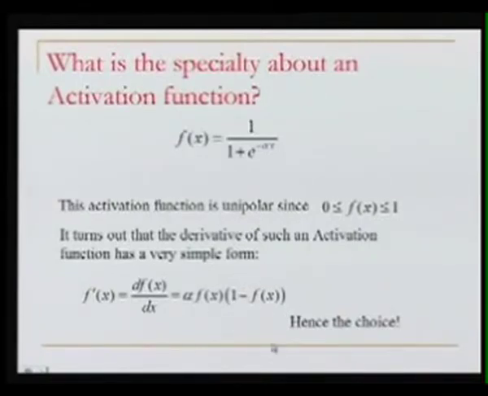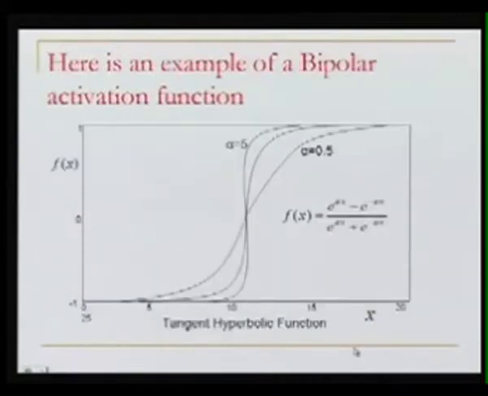Because of this simple computation, this is one of the reasons for making this choice of activation function. Now, here is another example of an activation function. The previous one was unipolar because the activation function has a value from 0 to 1 as you vary the input x from minus infinity to plus infinity.